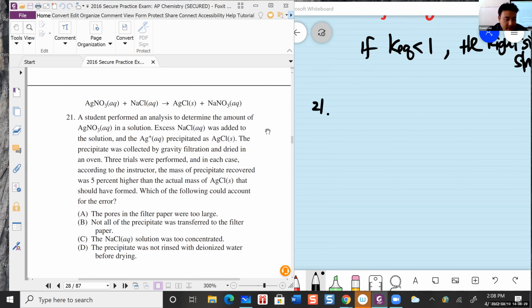For 21, you have a double displacement. You can see it is actually a precipitation. It is a precipitation of silver chloride. So the student performed an analysis to determine the amount of silver nitrate in a solution. So you add sodium chloride to it, and you precipitate out, and you collect it using gravity filtration, and then you dry the precipitate in an oven, and you find the mass of the precipitate. Okay. So the question says your mass of the precipitate is 5% higher. So where is your error?